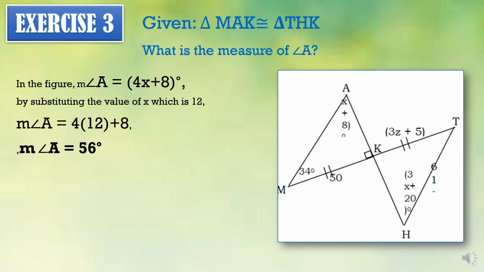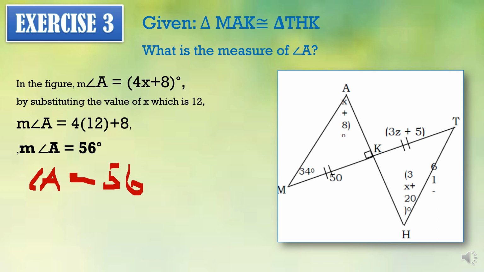So, how are we going to check if the measure of angle A is actually 56 degrees? We just have to add the measure of each angle of the given triangle and make sure that it is equal to 180 degrees. So, in the given triangle MAK, angle A is equal to 56 degrees. Sorry for my writings.